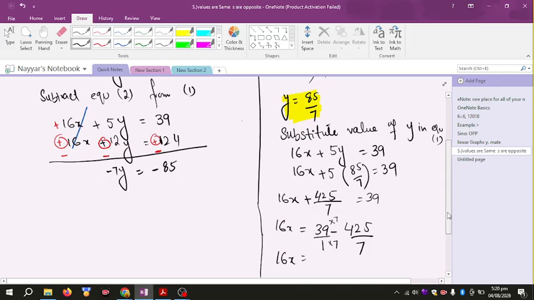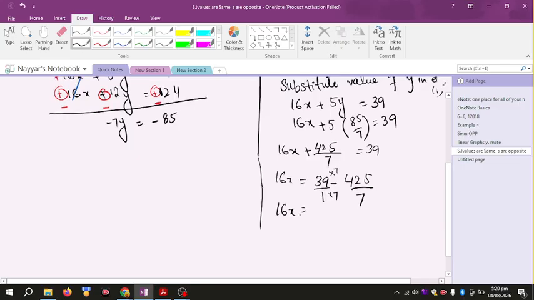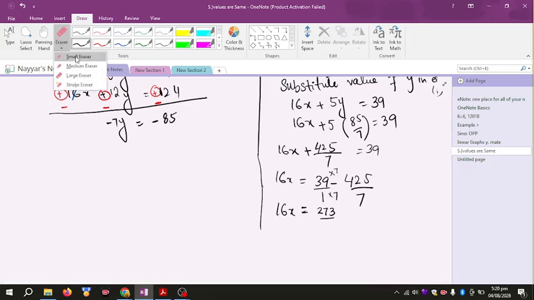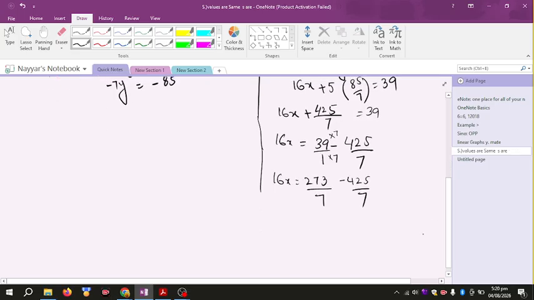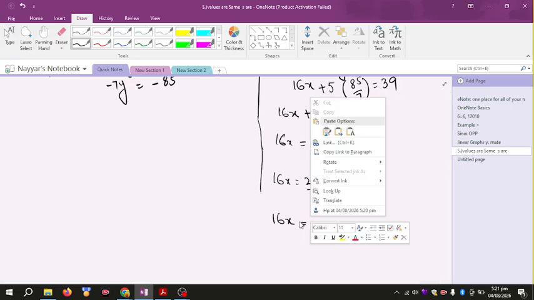What is 39 times 7, Hafsa? 273. So 273 by 7 minus 425 by 7. Now subtract 237 minus 425. What will you get? 237 minus 425. Negative 188.